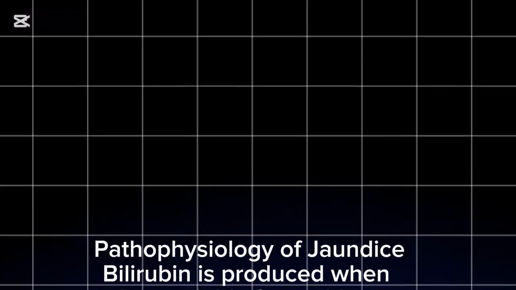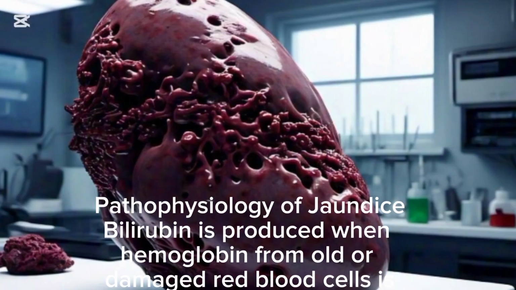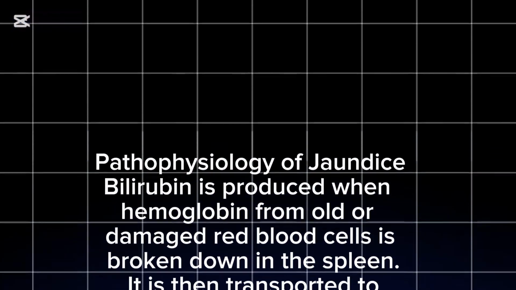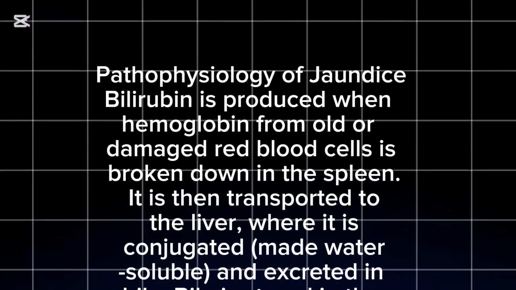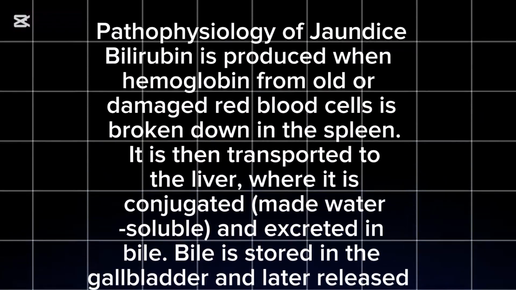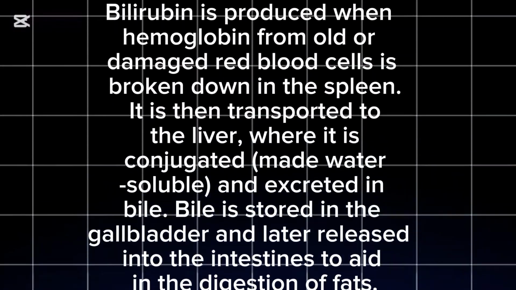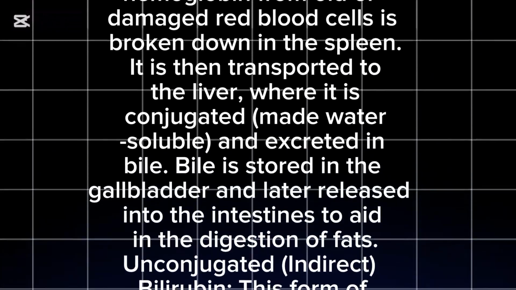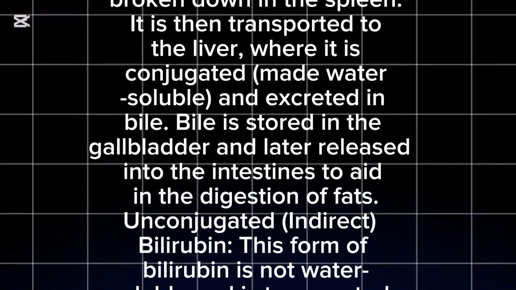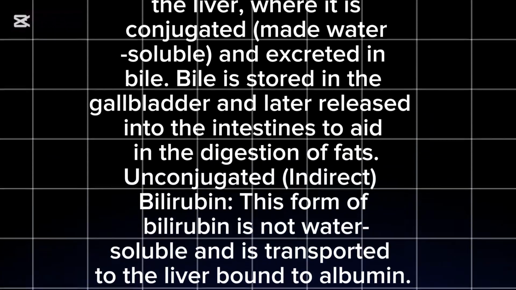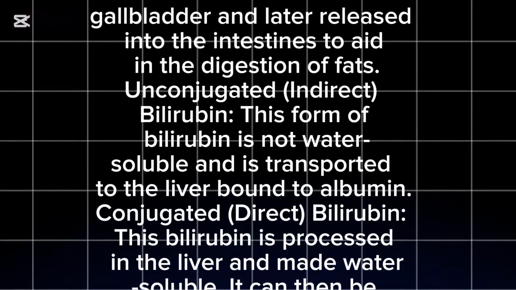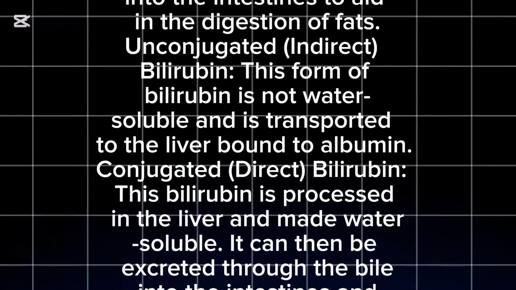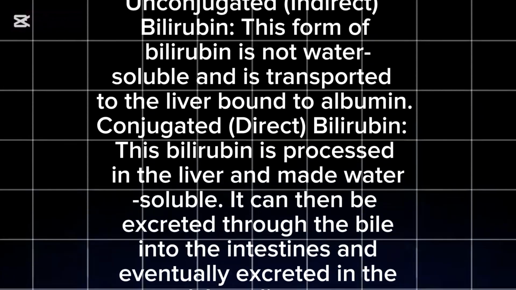Pathophysiology of jaundice. Bilirubin is produced when hemoglobin from old or damaged red blood cells is broken down in the spleen. It is then transported to the liver, where it is conjugated, made water-soluble, and excreted in bile. Bile is stored in the gallbladder and later released into the intestines to aid in the digestion of fats. Unconjugated, indirect, bilirubin. This form of bilirubin is not water-soluble and is transported to the liver bound to albumin. Conjugated, direct, bilirubin. This bilirubin is processed in the liver and made water-soluble. It can then be excreted through the bile into the intestines and eventually excreted in the stool.